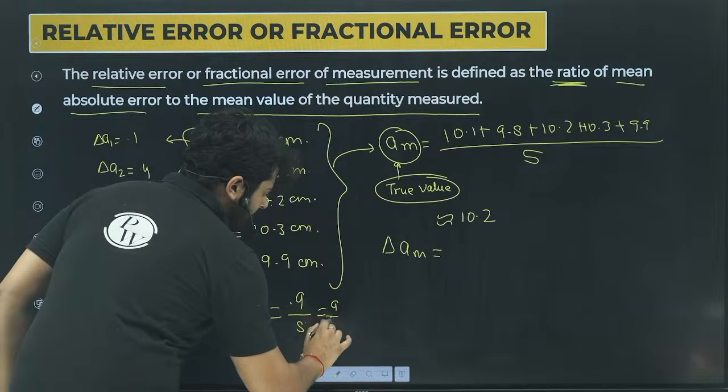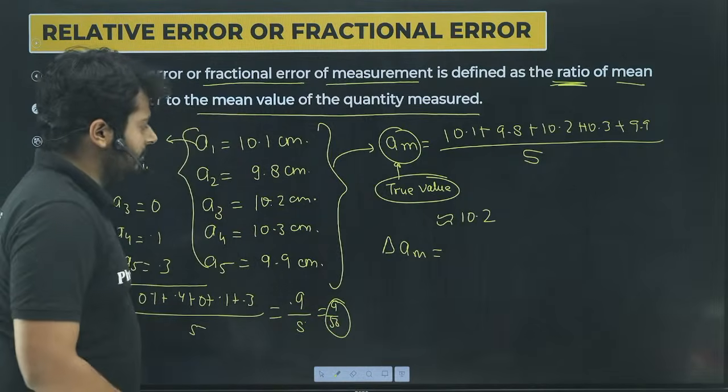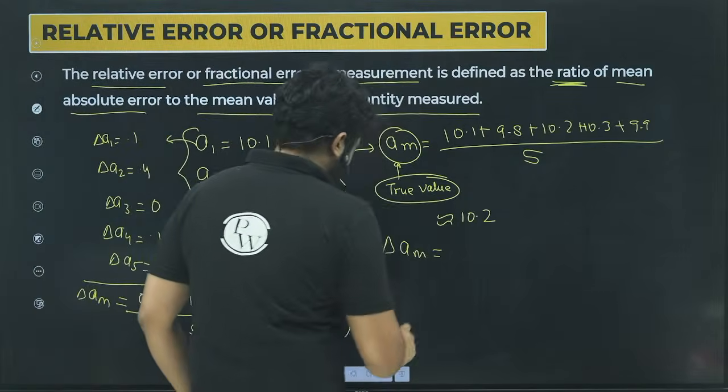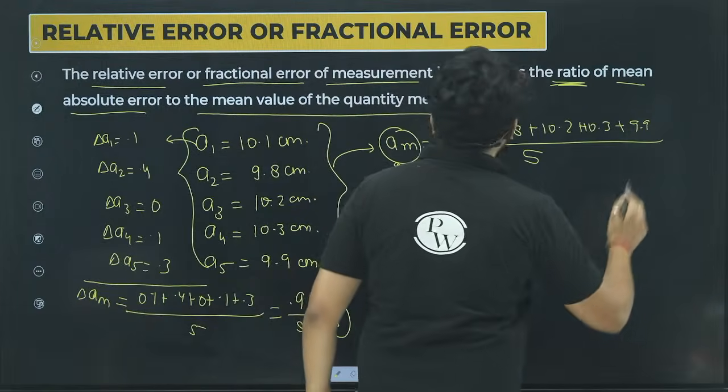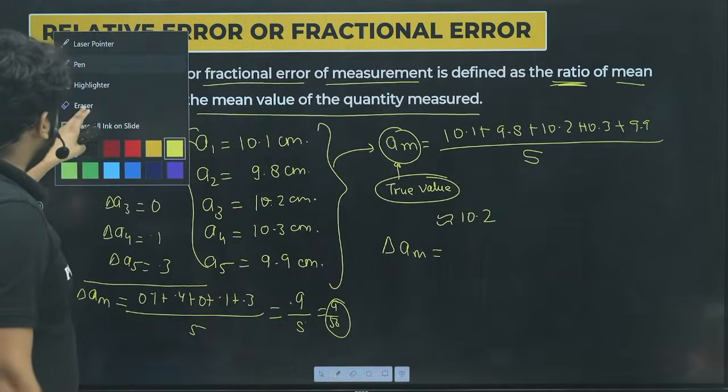So it is 9 by 50. So this comes out to be the mean absolute error. So you see that mean absolute error is there, right? So what you need to do is, you can say take the ratio of these two things.